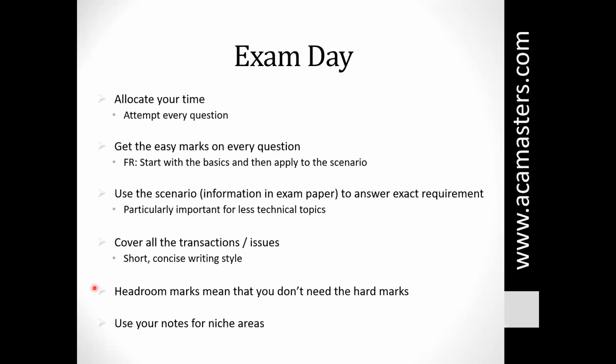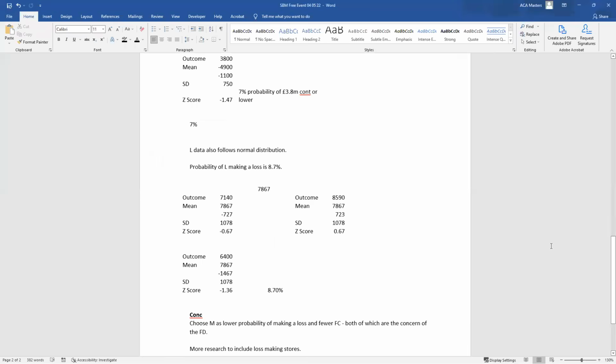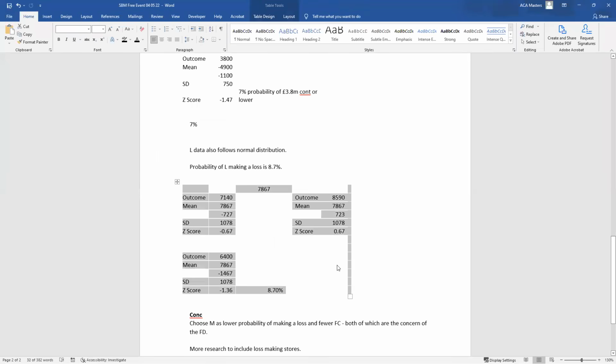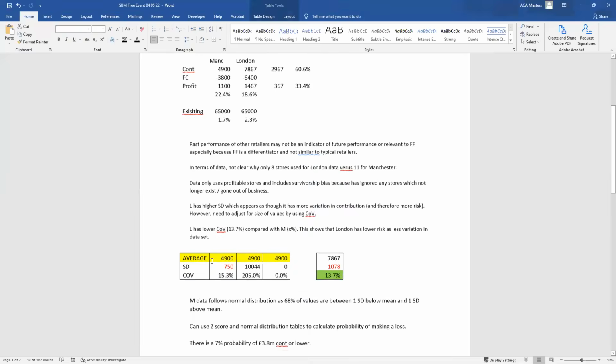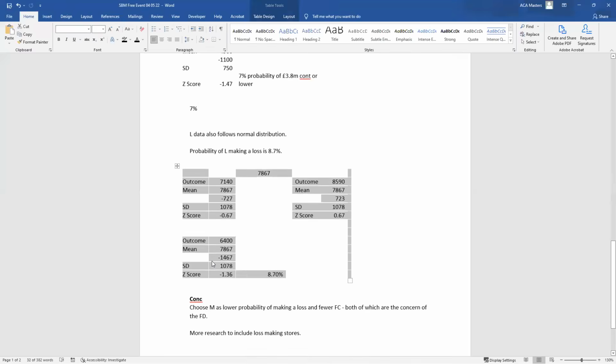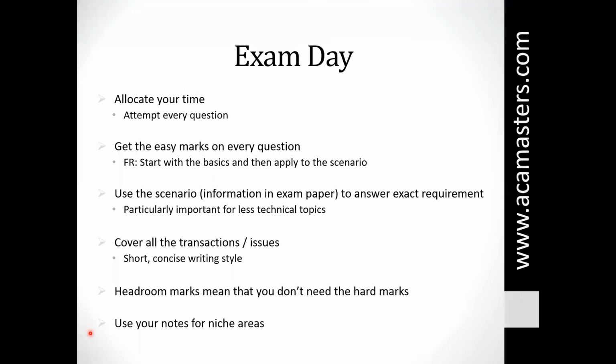So there's usually some headroom marks, so you don't actually always need the hard marks to pass. There were some really hard marks in this question. I think the London bit, working out it was a normal distribution, was quite tricky there. But even if you didn't get that mark, if this question was, for example, worth 15 marks, it would usually be maybe 17, 18 available. So you can get a few marks wrong and still get full marks. So that's just important to appreciate.